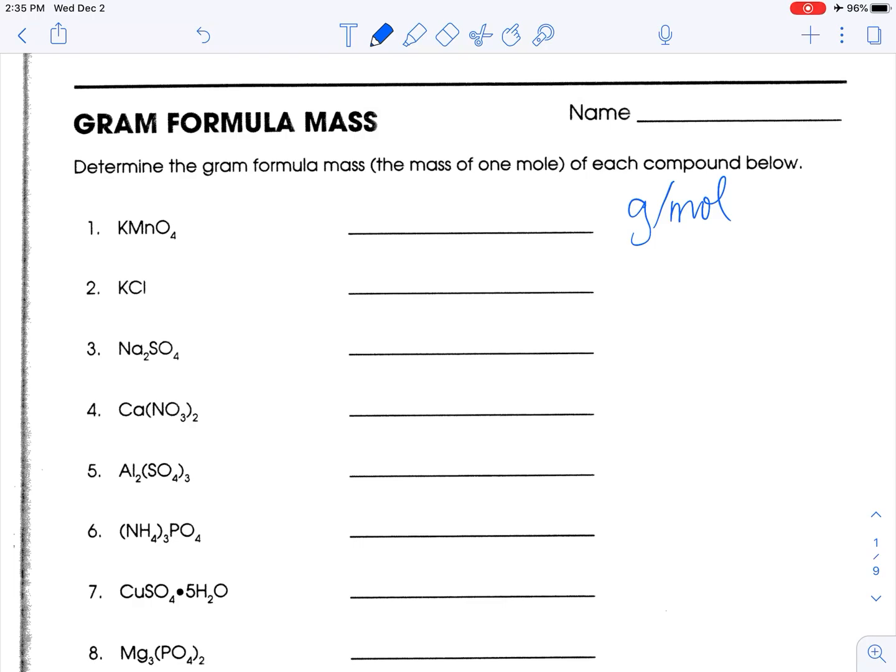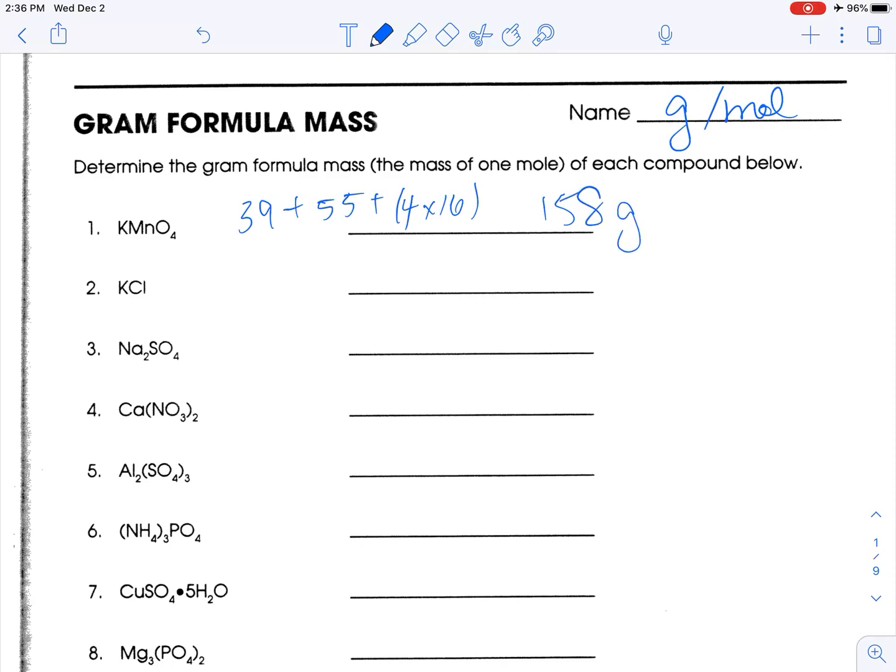All right, our first one is potassium permanganate. So I need potassium, which is 39, plus manganese, which is 55, plus 4 oxygens times 16. We know that the units are going to be grams per mole all the way down. So 16 times 4 is 64 plus 55 plus 39. So 158 grams per mole.